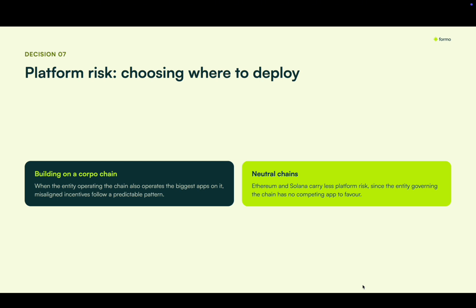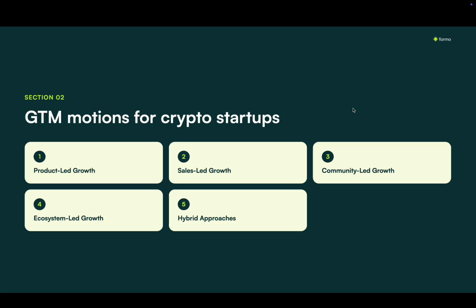Neutral chains, such as Ethereum and Solana, carry less platform risk because the entity governing the chain has no competing app to favor. Platform risk should be part of the deployment decision from the beginning. Once those core decisions are clear, the next question is the growth motion.